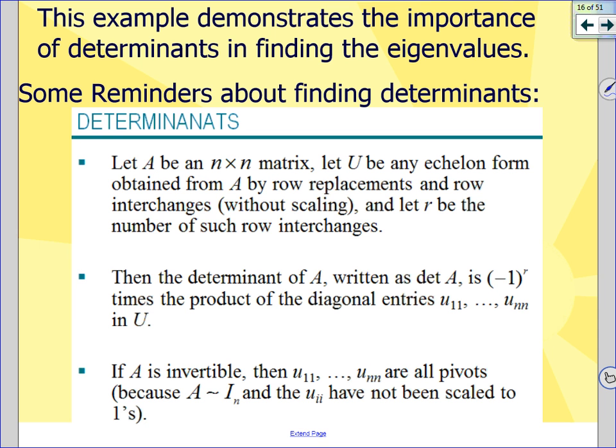So we talked about how elementary row operations can affect determinants. So remember, if you do row exchanges, it makes the determinant negative. So if you have a number of row exchanges, the determinant can vary by plus or minus. And then if A is invertible, then basically you're not going to have eigenvalues because the determinant will not be 0. Questions?